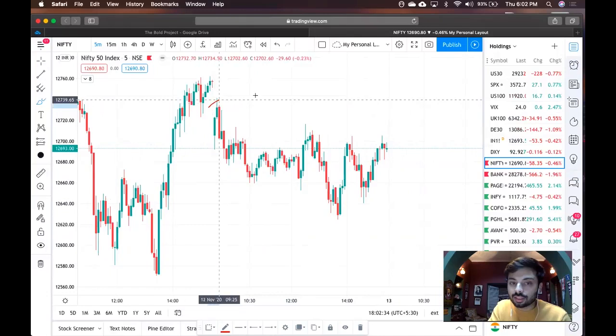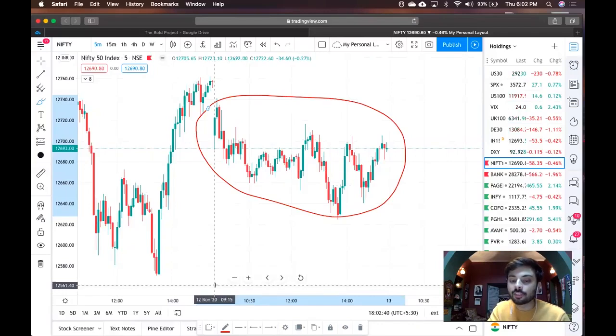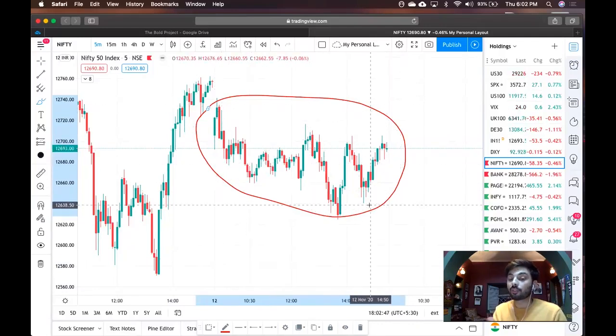I will circle this out, this is the entire day I have marked out for you. How do I know this? Because you can see from here, 12th of November, 9:15 to 3:30, the end of the day. This is the entire 5-minute chart. So if I'm doing intraday, I need more information. You can see so much information for me to do intraday.